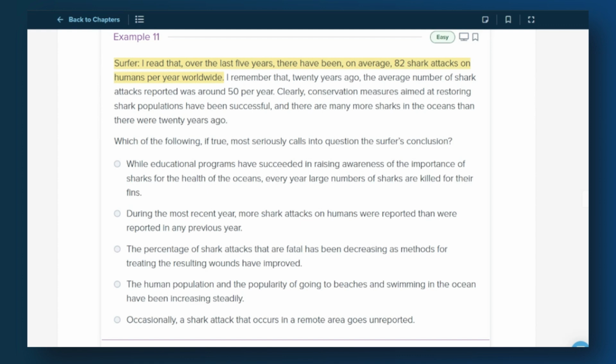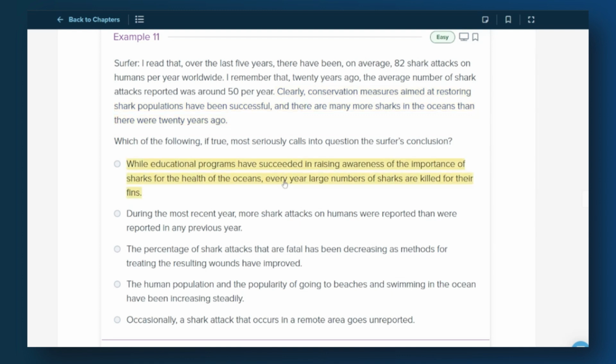Let's find our conclusion, which is after the word clearly. Now, let's identify our cause and effect. The cause is that, due to conservation measures, there are more sharks in the oceans than there were 20 years ago. The effect is that there has been an increase in reported shark attacks over the last 5 years. Notice from the question that we are looking to weaken the surfer's conclusion. Let's look at the choices.